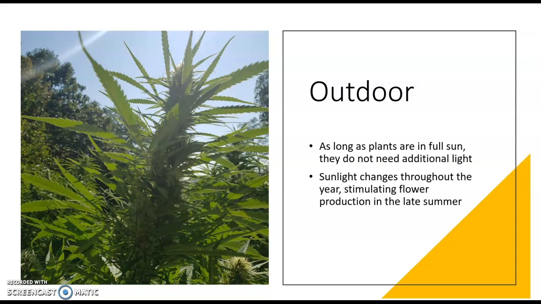So for outdoor growing, we don't really have requirements for light. The sunlight is usually just fine. As long as plants are in full sun, they don't need anything else for sunlight. Sunlight does change throughout the year, stimulating growth during the spring and early summer. We do have more of the blue light coming to the plants. And then as the sun gets lower in the horizon, this is in the northern hemisphere, we end up with those more reds and yellows in the late summer, and this does help to stimulate our flower production.